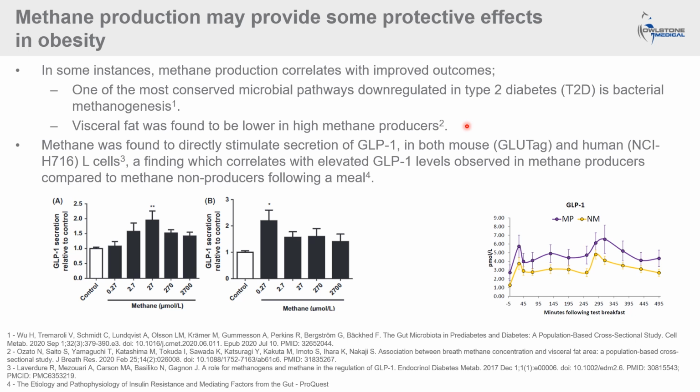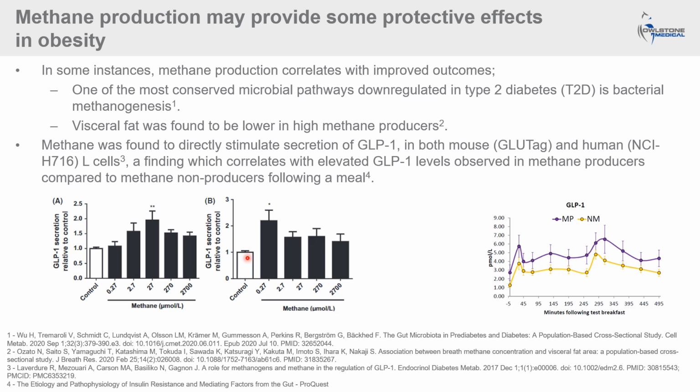There's been a host of excitement in the last 5 years or so about GLP-1 agonists as a blockbuster drug in the treatment of type 2 diabetes. And interestingly, methane has been seen to increase GLP-1 secretion in both mouse GLUTag cells, here on the left, and human NCI-H716 cells, with around a twofold increase compared to baseline in the presence of methane in both settings.